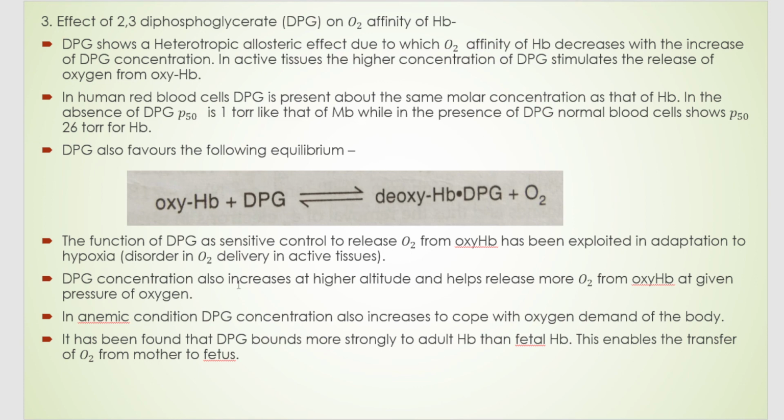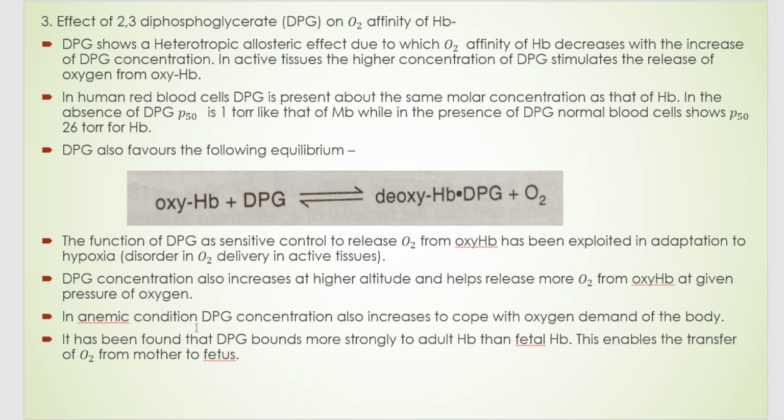Also, it is required at higher altitudes. You know that when you go to higher altitudes, like when you climb mountains, the oxygen pressure will be very low and your body cannot fulfill its requirement of oxygen. At that time, what does this DPG do? It binds to the oxyhemoglobin and favors the release of more oxygen. Whenever it binds to oxyhemoglobin, what happens to that hemoglobin? It becomes deoxy and releases oxygen, correct? So at higher altitude, when the oxygen pressure is low, DPG fulfills the body's requirement of oxygen by binding to the oxyhemoglobin and making it deoxyhemoglobin.